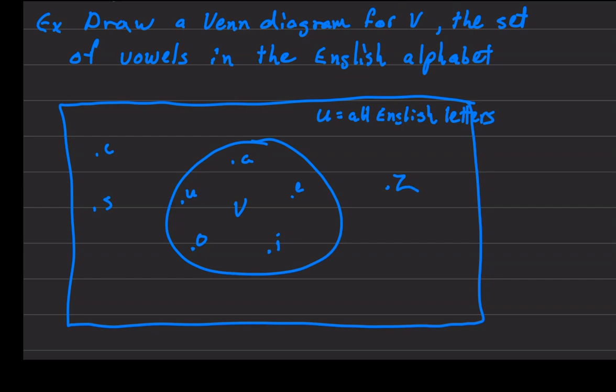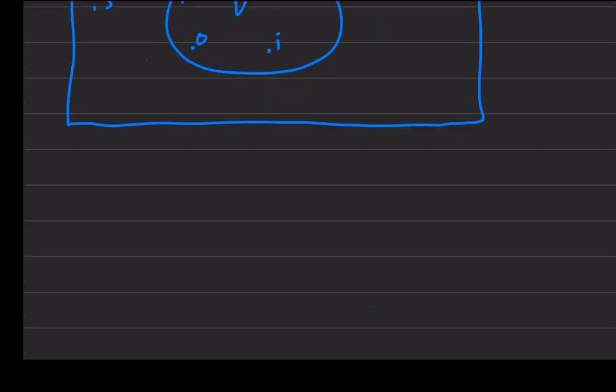That's not a capital Z. Alright, so now that we have an idea of what the Venn diagrams look like, let's go ahead and move on, and we'll define what subsets are. So, do another definition.